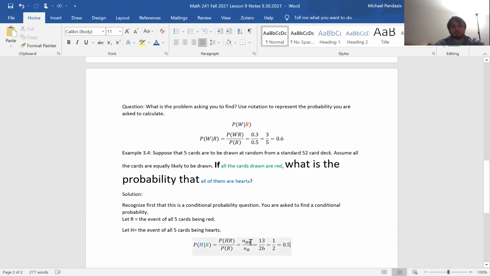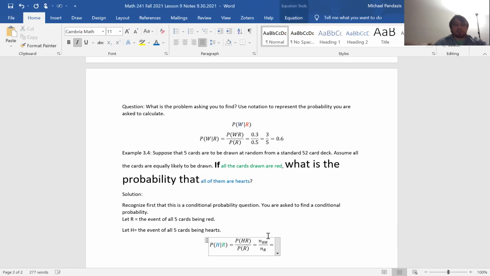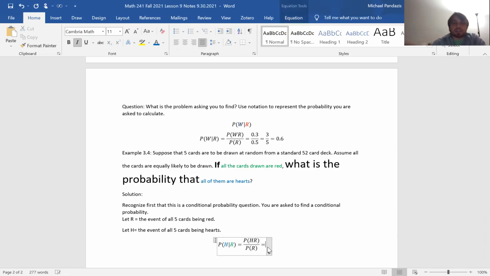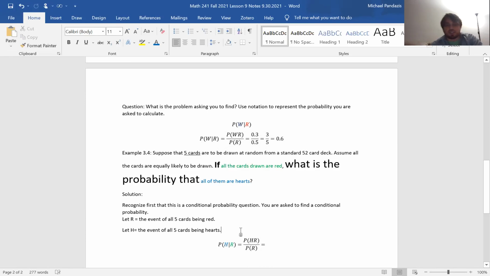Oh wait, I'm sorry, I made a mistake. I forgot what problem I was answering. It's saying there are 5 cards being drawn. Sorry, it's 5 cards, not 1 card. Okay, so let me just backtrack here. It's the number of 5 cards being drawn. Now I'm highlighting so many things that don't matter anymore.